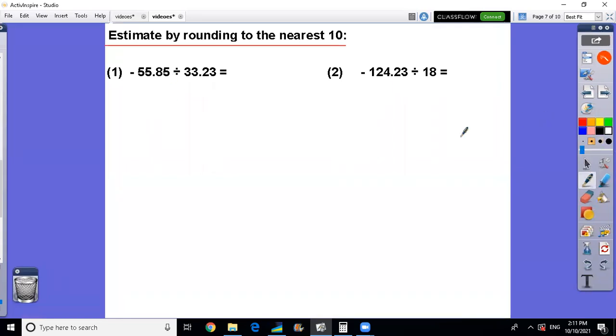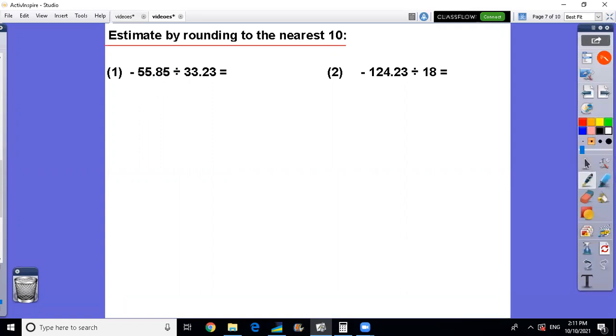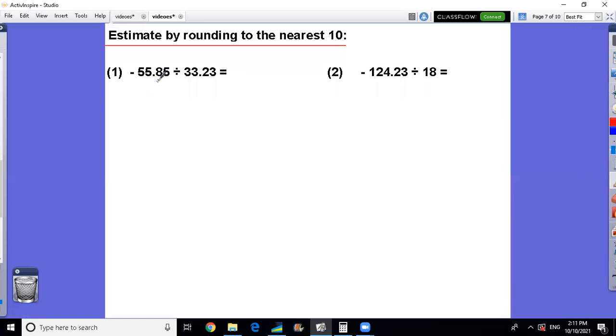So I want to ask you here, -55.85. I'm not going to bother myself even about the point and the decimal numbers over there. It's just as if it's 55. Rounding it to the nearest 10. Okay, it's between 50 and 60. So it is closer to what? Exactly, it is going to be closer to 60. We round up. When it's exactly in the middle, then we round up. So when it's 5, the 5 is going to make this 6. So it is 60. And it's negative. So it's -60.